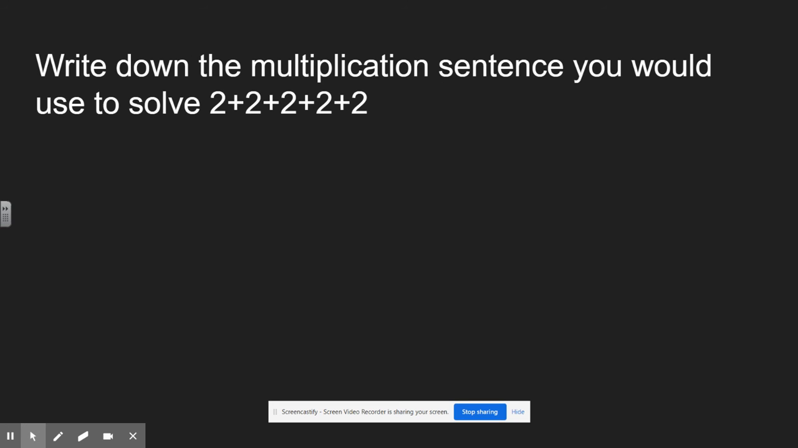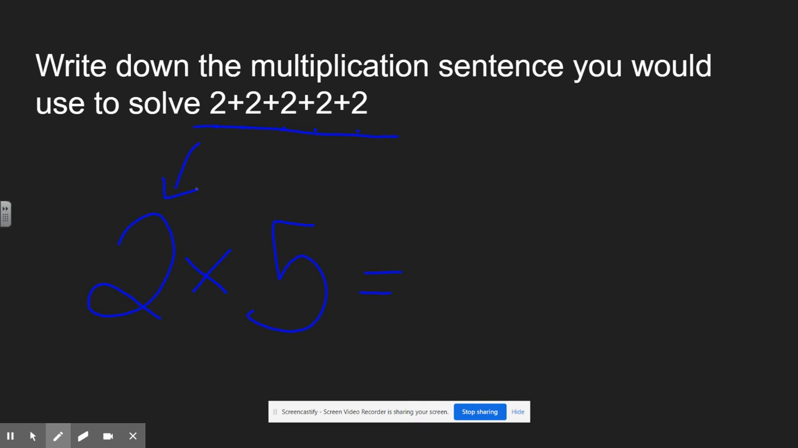So now, our next question for review is, write down the multiplication sentence you would use to solve 2 plus 2 plus 2 plus 2 plus 2. So I know that a number that's going to be in our sentence is 2 because I see 2 all through here. So I'm going to write down 2. But the question is, how many times do I see the number 2? I see it 1, 2, 3, 4, 5 times. 2 times 5. Remember, 2 plus 2 plus 2 plus 2 plus 2 is the same as 2 times 5.